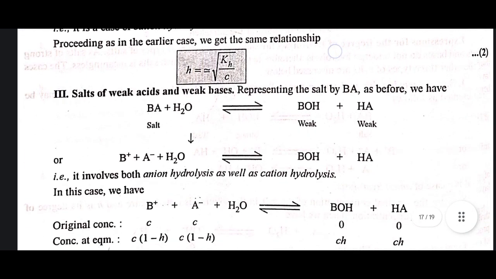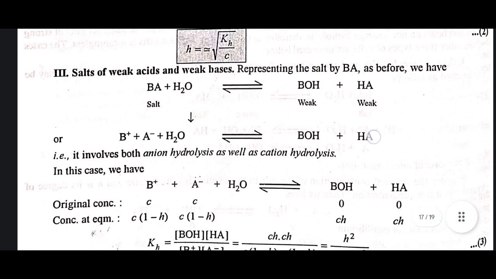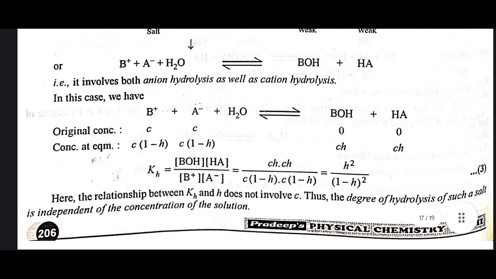Third, salt of weak acid and weak base. Representing the salt by BA as before, we have this. It involves both anion hydrolysis as well as cation hydrolysis. In this case, we have Kh is equal to h square upon (1 minus h) whole square. This is equation number 3.